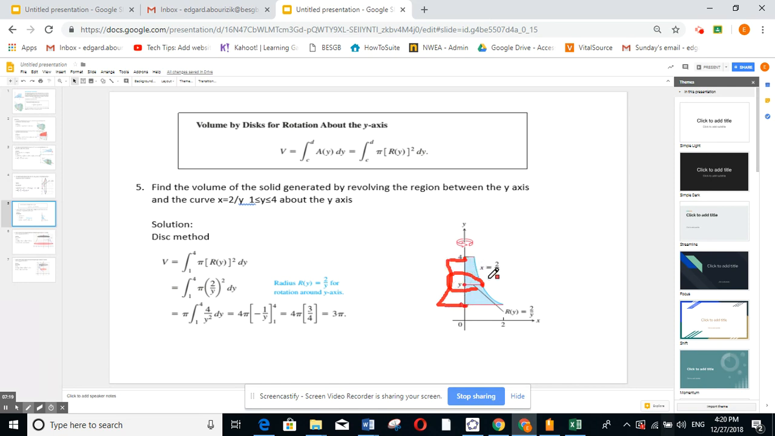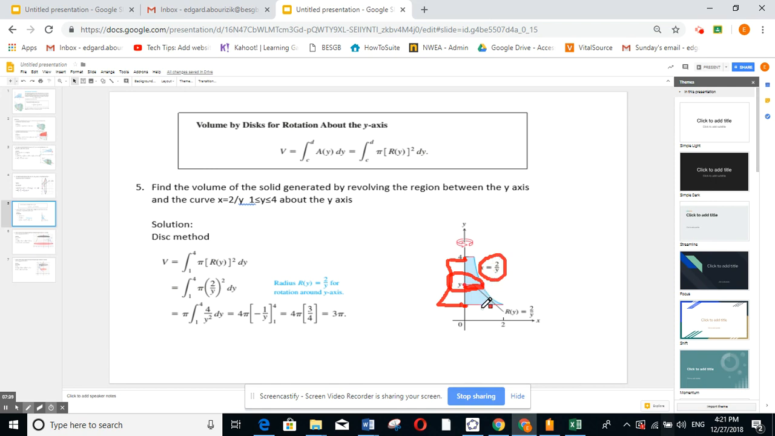First of all, I want to find the radius. It's the disk method. Why? Because, as you can see, in this area the rotation axis is a boundary. So I need to find this radius. The radius is nothing else than x equals 2 over y.